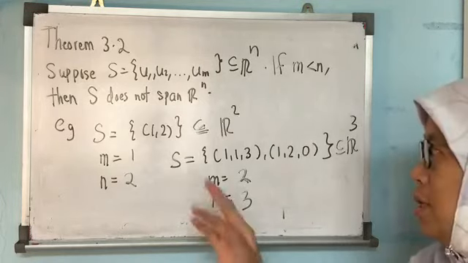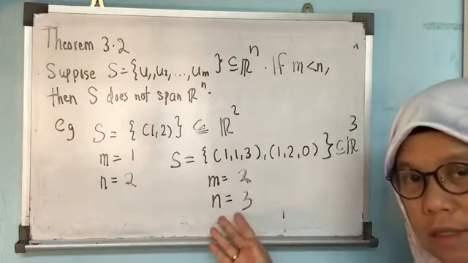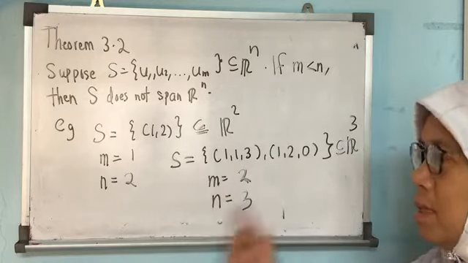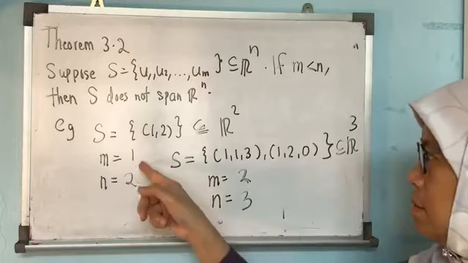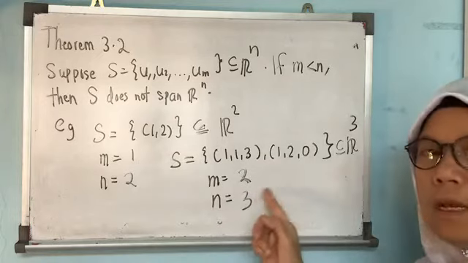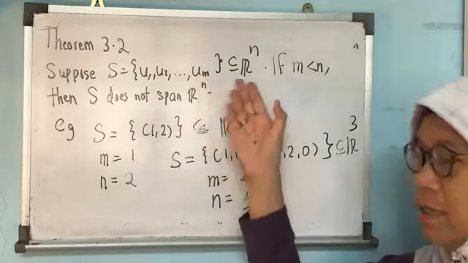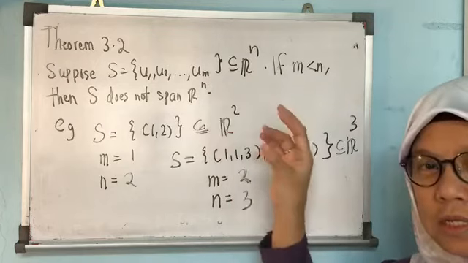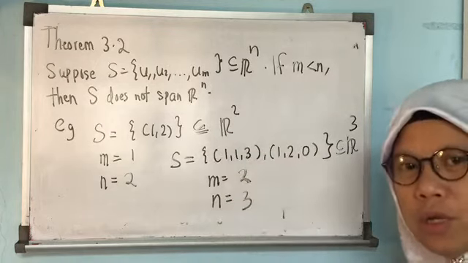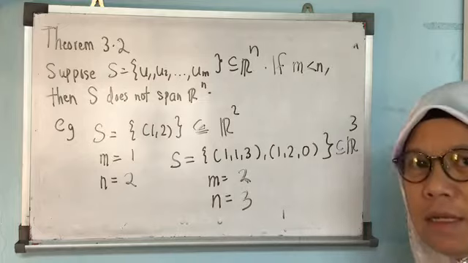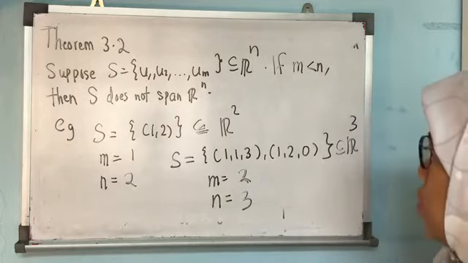So in these two cases, S does not span R2 and S does not span R3 by this theorem. This is just to check whether it spans or not. But how do you write the answer? This is how you write the answer.